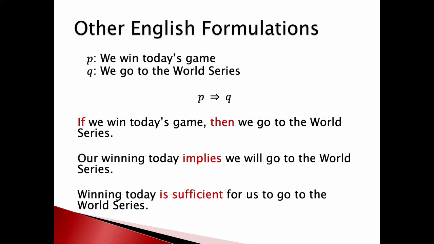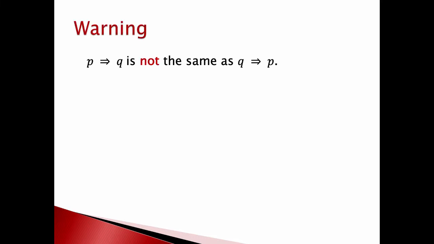But one bit of warning when you do implications, right? And this is kind of easy to see with this example. So remember here, P implies Q. We win today's game, we go to the World Series. Okay. The warning is that P implies Q is definitely not the same as Q implies P, right? In other words, the arrow can go in one direction, but not necessarily work in the other direction, right?